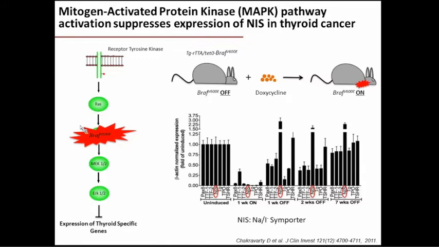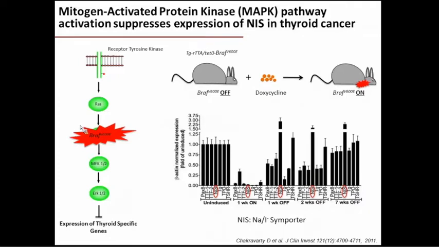And so, without getting into the details of the genomic tools we used for this, the notion here is that we generated mice where we had the ability, by treating them with doxycycline, to artificially activate the expression of BRAF in the thyroid cells of these mice.